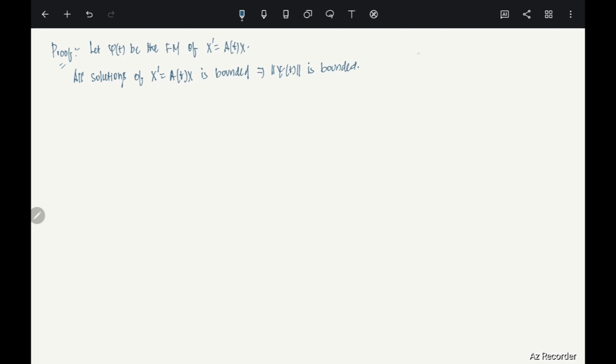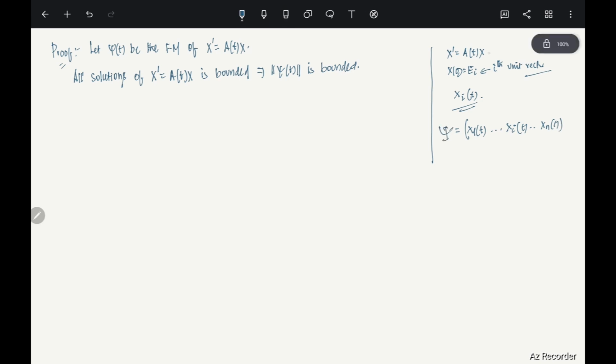Let me do it in the boundary here. Consider x' = A(t)x with x(0) = e_i, where e_i is the ith unit vector. This has a solution, given by x_i(t). Now, the fundamental matrix Φ is nothing but [x_1(t), ..., x_i(t), ..., x_n(t)].